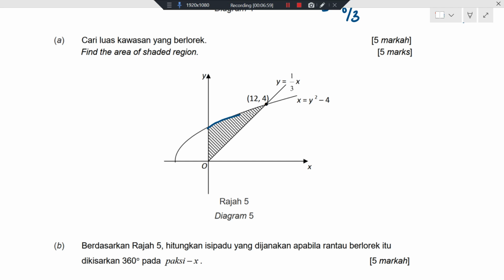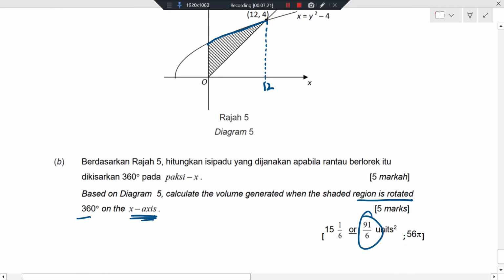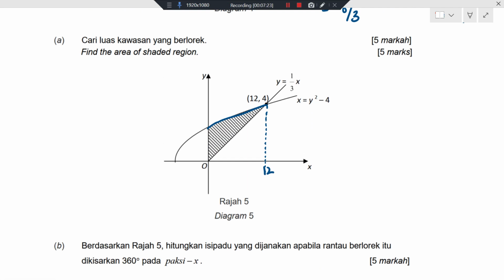So, first of all, you take this. We need to find this one. Okay, we know already. This is point given. This is 12. This is 0. So, okay, we will try to calculate this. Okay, what is the curve? The curve is x equals to y square. Betul tak? X equal to y square minus 4 lah.